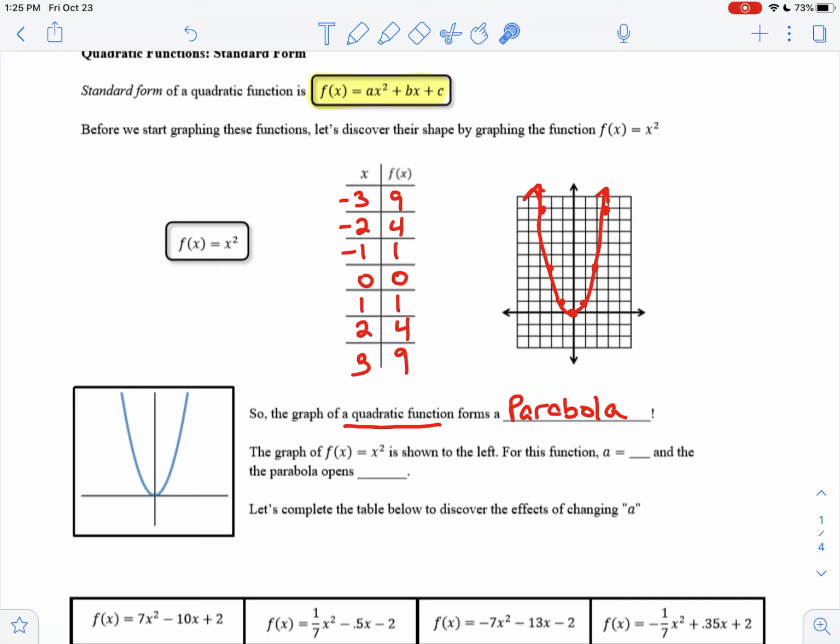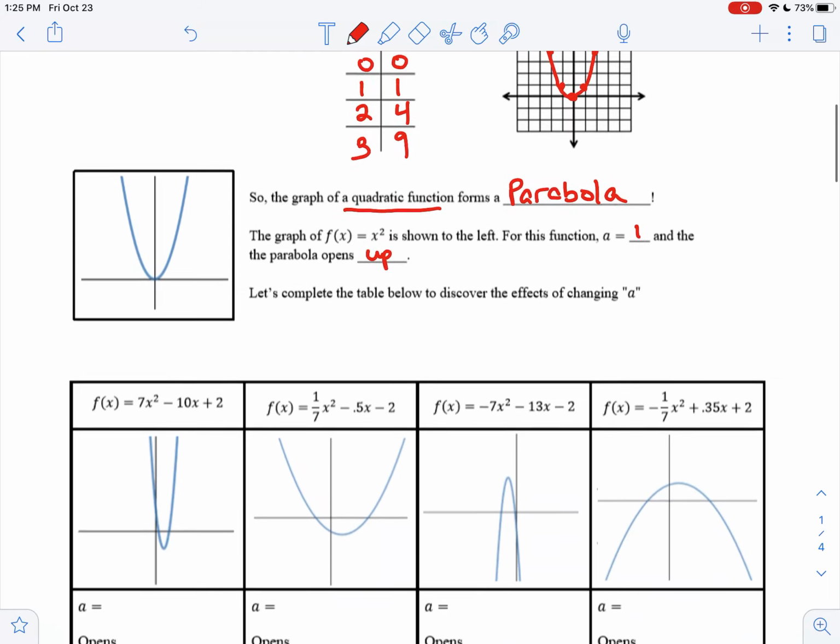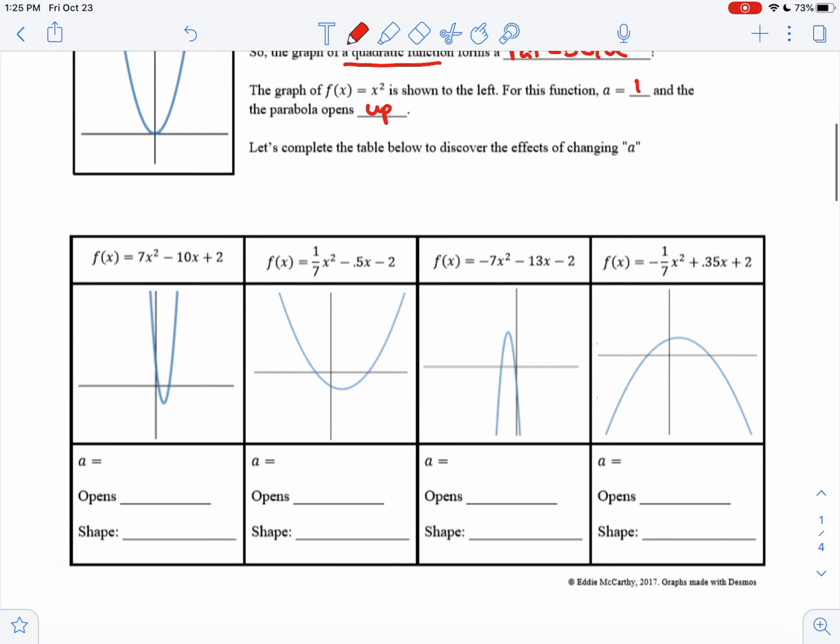And the graph of f of x equals x squared is also shown here on the left. And for this function, a is equal to 1. It's just 1x squared. And the parabola is opening, we say up, since it's facing in the upward direction. Okay, so we want to look first and see what happens when we change values of a. So when a is something other than 1.